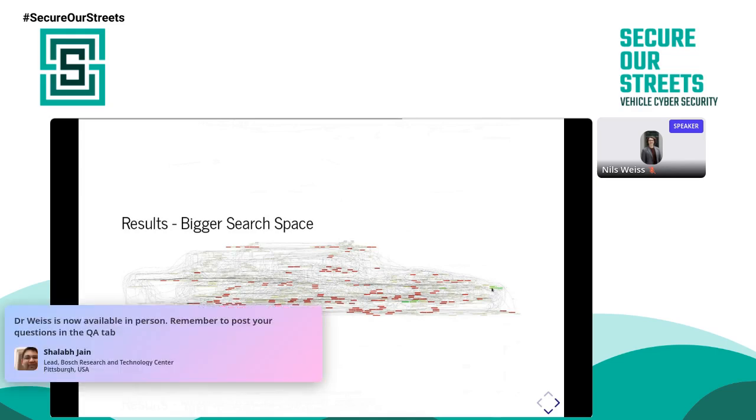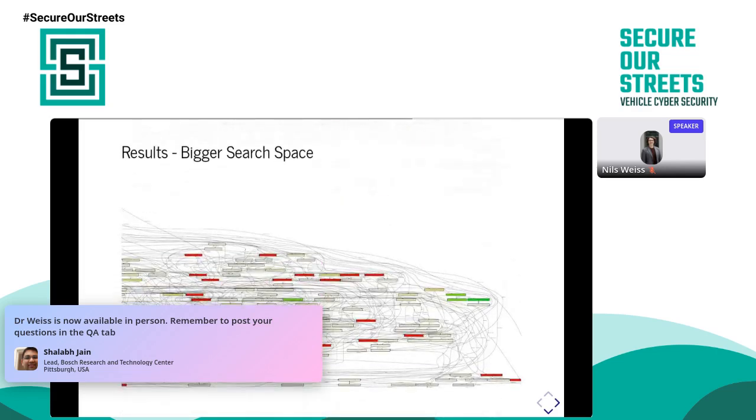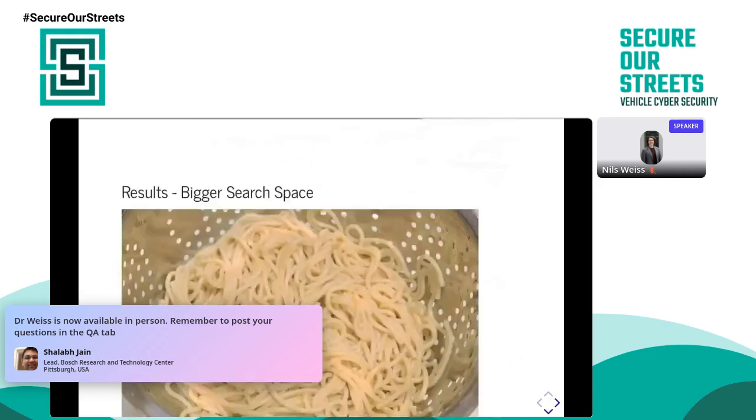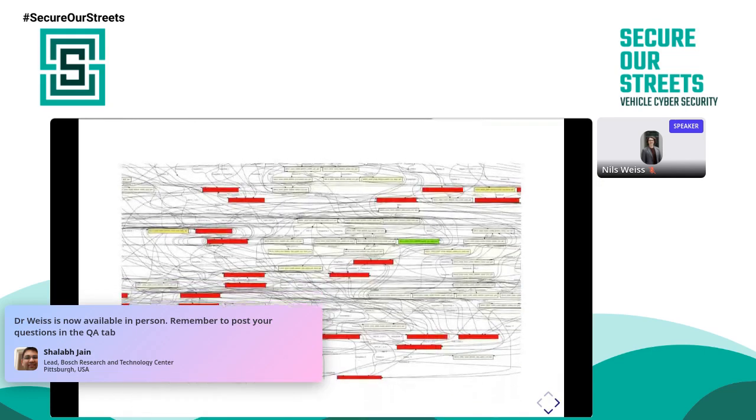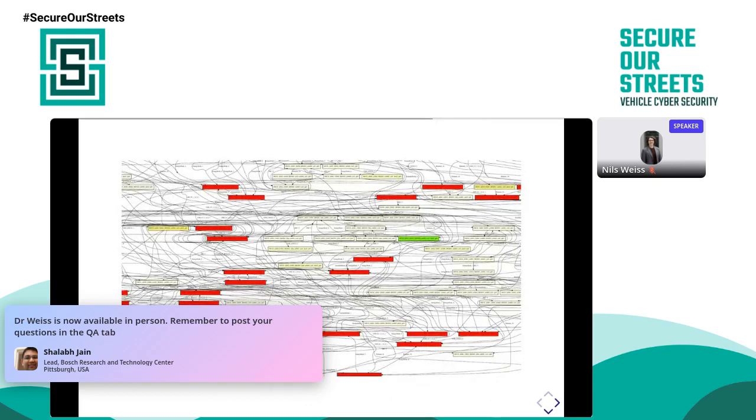So our scanner was successfully finding the entry into the bootloader in a bigger search space. We can go closer, how it looks like. Here are some of our green states. Oh, looks like spaghetti. And even a little bit closer, looks even more like spaghetti.